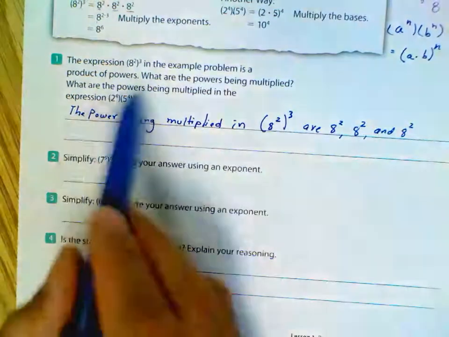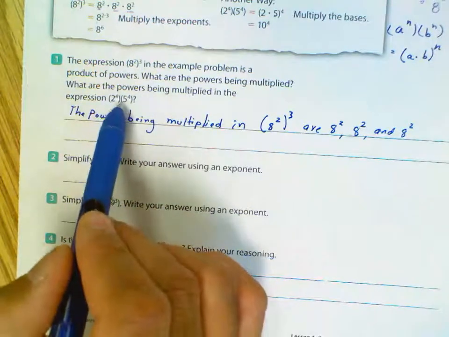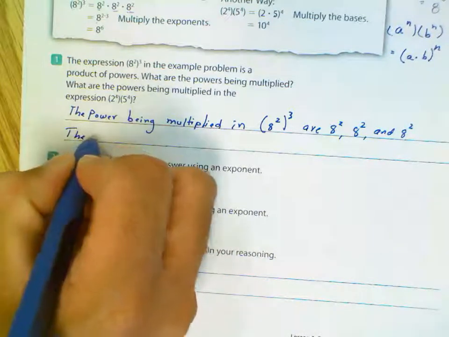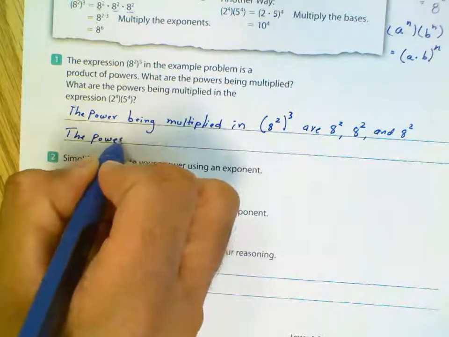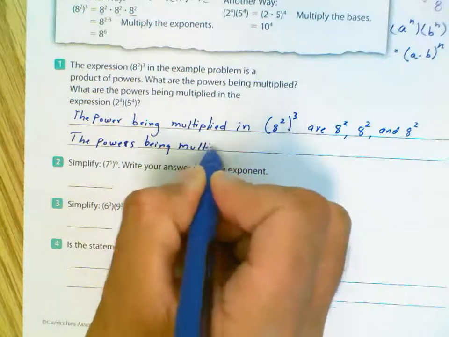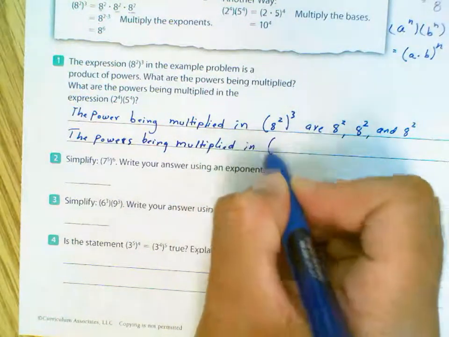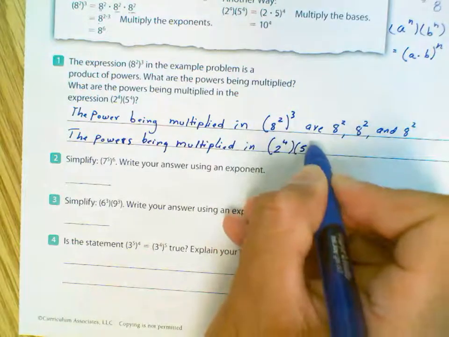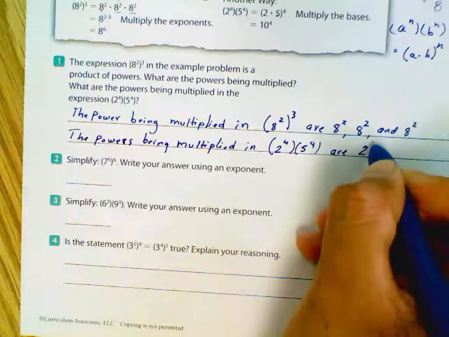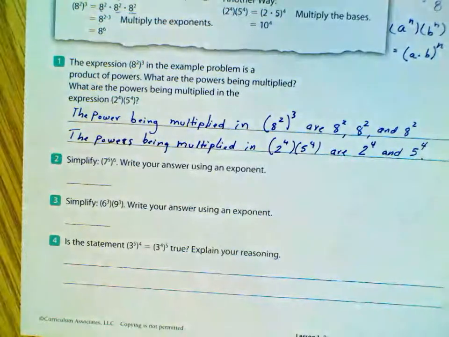So in this case for B, the other question, what are the powers being multiplied in the expression 2 to the 4 times 5 to the fourth power? In this case, the powers being multiplied in 2 to the 4th power times 5 to the 4th power are 2 to the 4th and 5 to the 4th power. Okay?